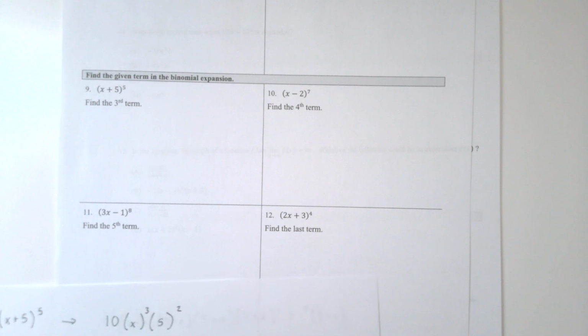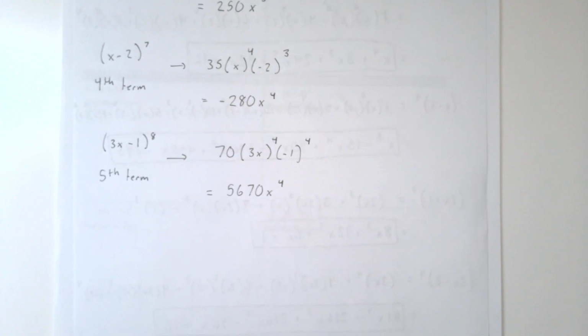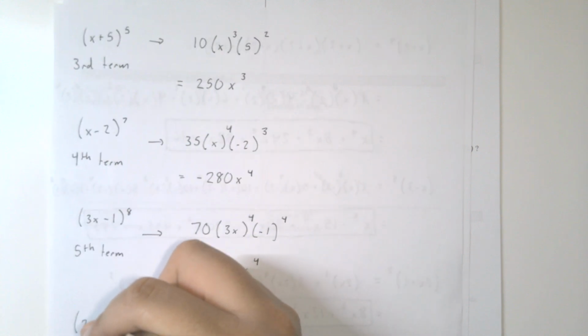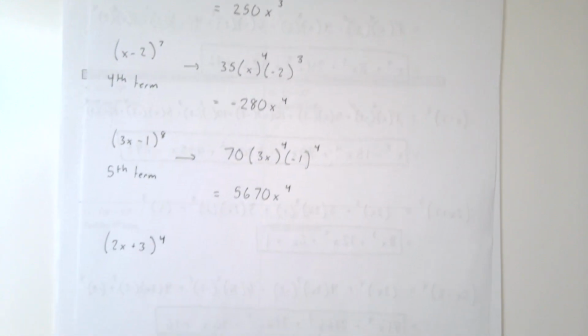Last one we have is 2x plus 3 to the 4th, and we want to find the last term. So 2x plus 3 to the 4th.